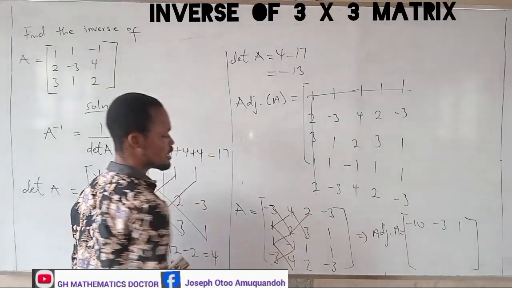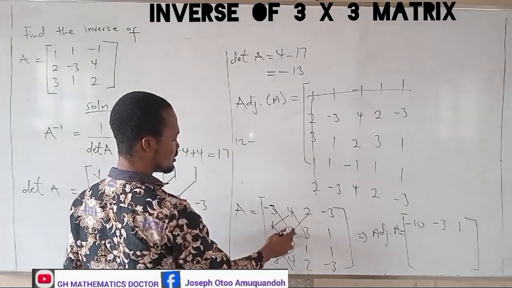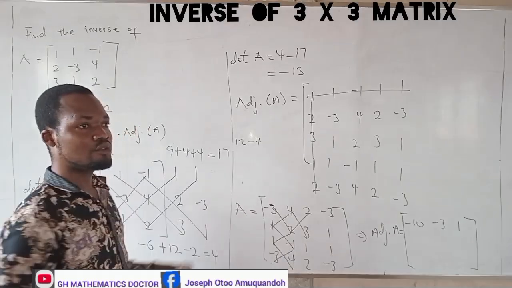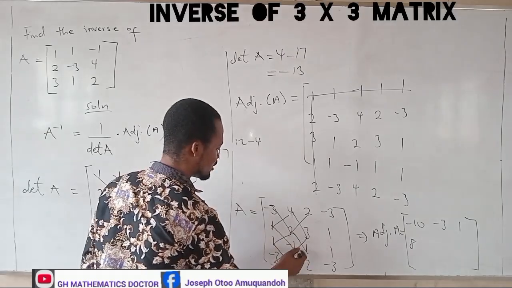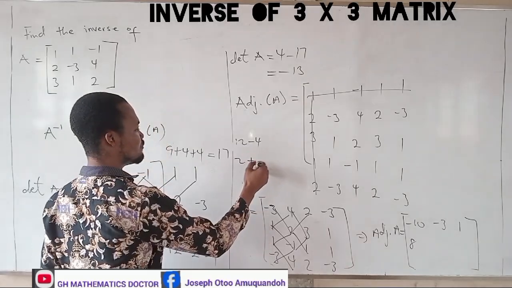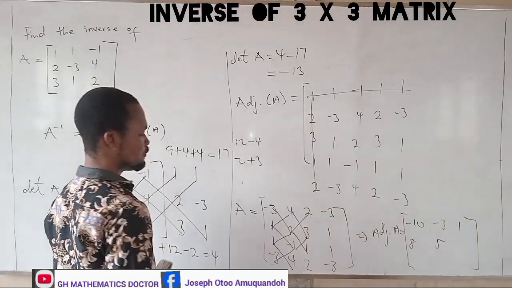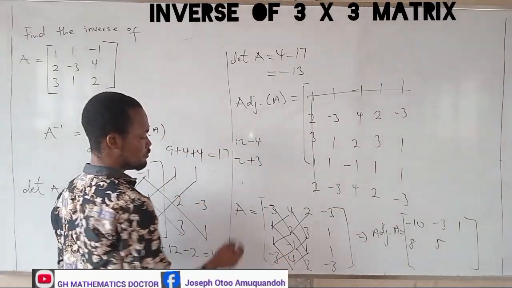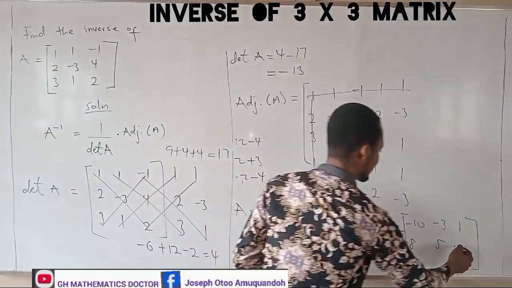This and this is another 2 by 2 matrix. This and this will give you 12, and this will give you 4, so we are going to get 8. Another 2 by 2 matrix: so we have 2, this and this is negative 3, so we have positive 3, and that will give you 5. We have this and this, which is negative 2, 4. That will give you negative 6.